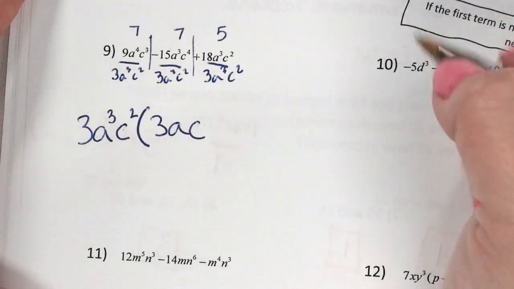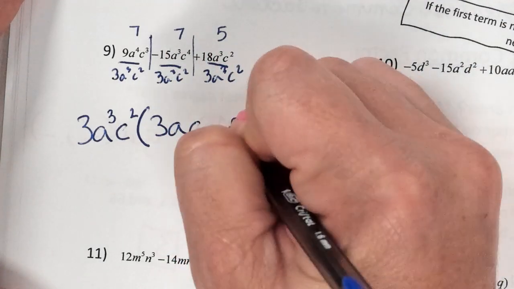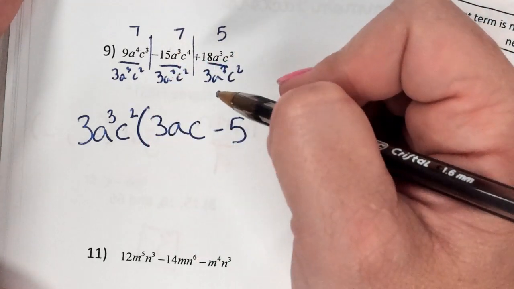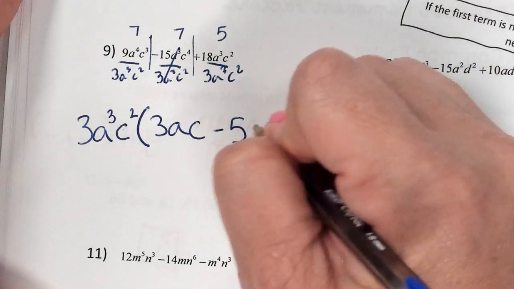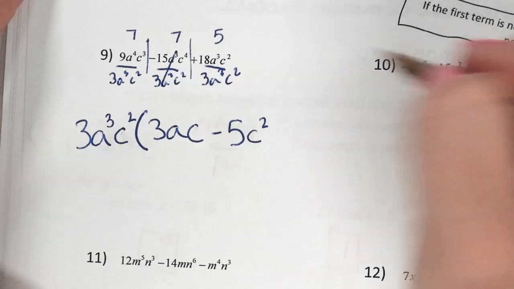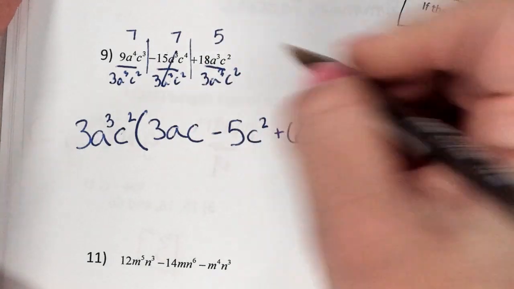Negative 15 divided by 3 is what? Negative 5. A3 over A3, what's 3 minus 3? So there's 0 A's left, so don't put A. And what's 4 minus 2? 18 divided by 3? Positive 6.